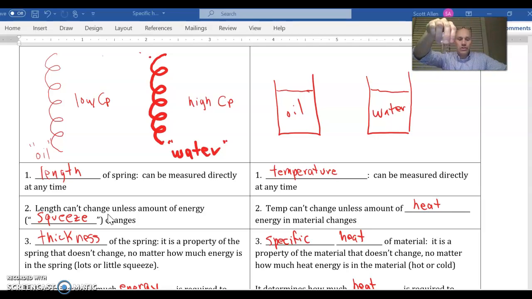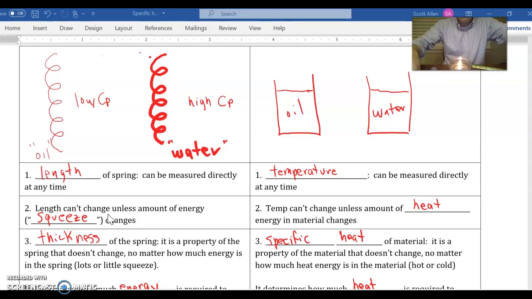What I want you to do is to think about water as acting like this thick spring. Let's think about what happens when I put energy into this thick spring. I can put in energy, but its length doesn't change by that much. If I take this little bit of water right here, and I have my candle, and I put some heat energy into that water, what would we expect to happen to its temperature?